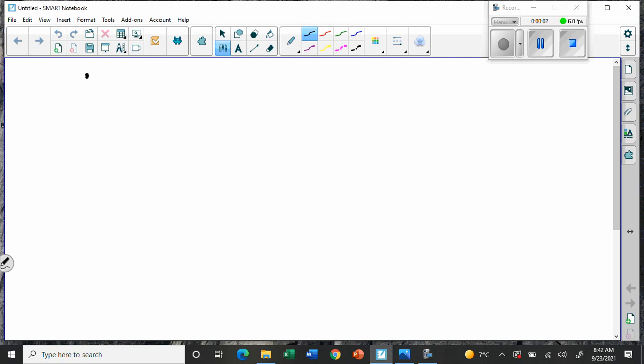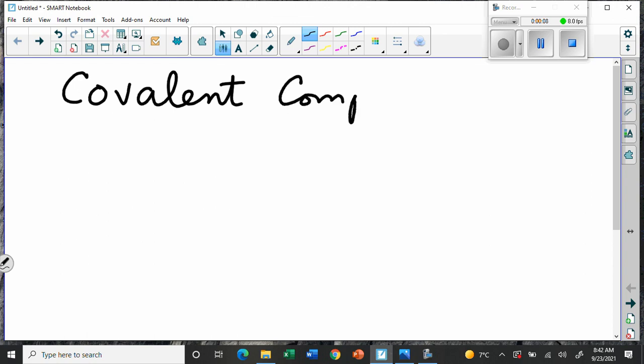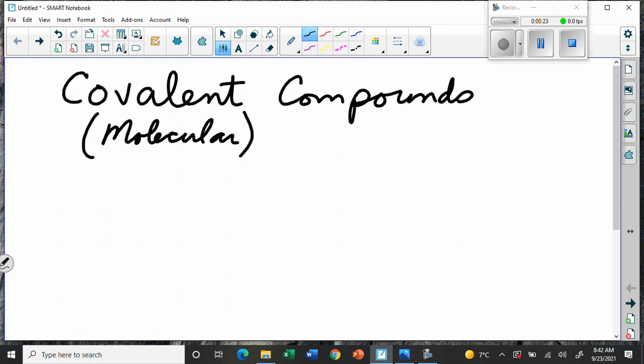Okay, covalent compounds part 2. Covalent compounds. And remember, we also can call these molecular compounds. That's another way of writing it, molecular compounds. And because we use that word, we usually refer to these kinds of things that form these bonds as molecules, right?